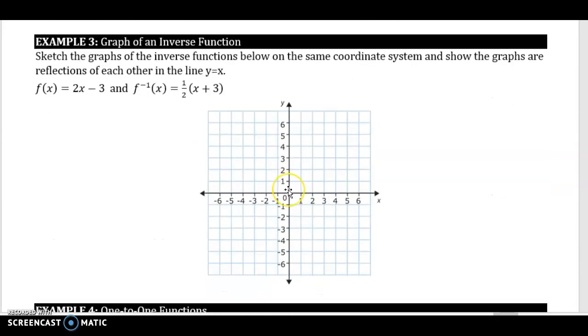All right? So now we need to sketch the graphs of the inverse functions below on the same coordinate system and show the graphs are reflections of each other in the line y equals x. I'm going to try my best here to graph these with this pen. So this first one's going to be in black. So I'm going to go down 3 and put my point. And then I'm going to go up 2, right 1, up 2, right 1, up 2, right 1, and I'm going to keep going. Because I don't know how good I'm going to be able to draw a straight line here, so I might as well shade these points.